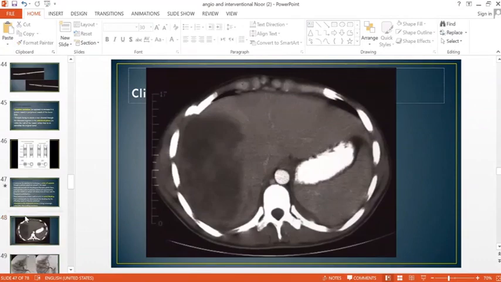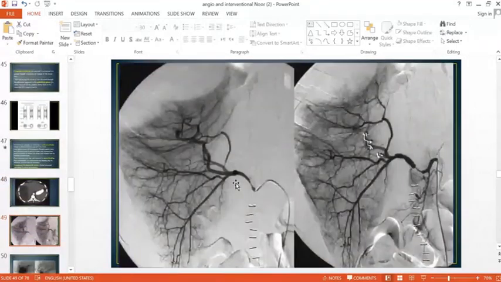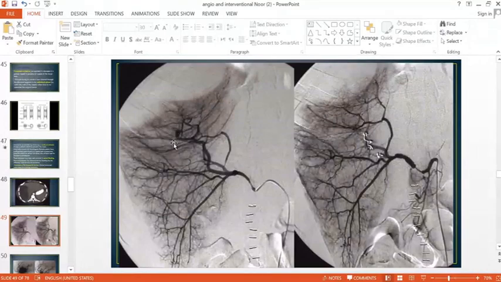So this is an example of a large liver hematoma that is expanding. And this is angiography showing the active bleeding as this extravasation of contrast, this rounded extravascular collection of contrast.